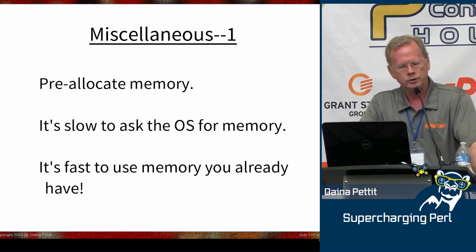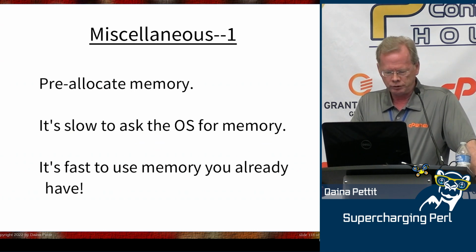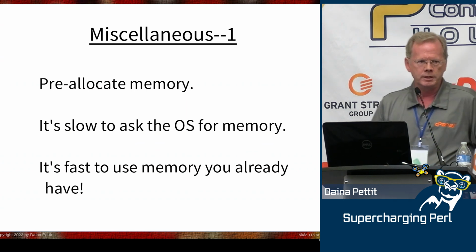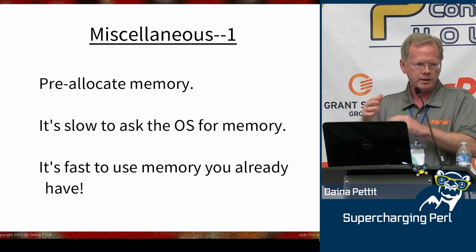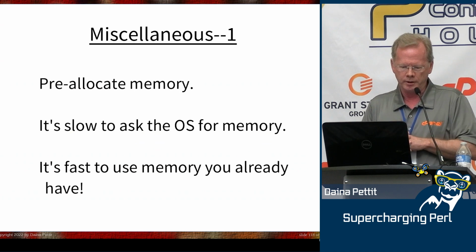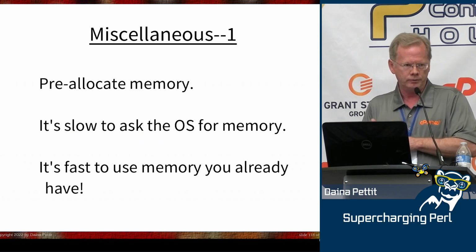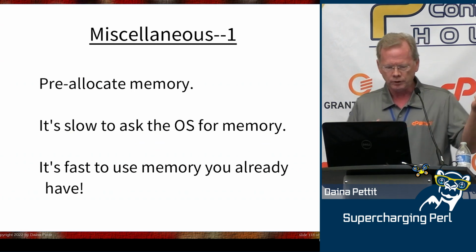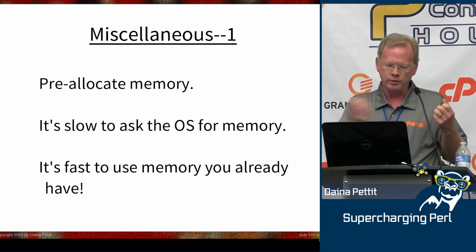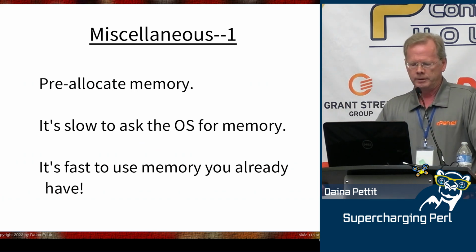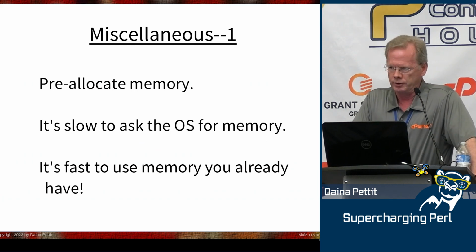Under miscellaneous things, we can pre-allocate memory. It's slow to ask the operating system for memory, but it's fast to use memory you already have. So if you need to go get a little tiny piece of memory every once in a while, for example, we had a thing where we were creating a graphical database, and we needed to get a vertex, so an X, Y, and a Z. So we'd allocate memory for those, and we had to do that 3 times to make a polygon, and we're doing that millions of times. That's slow because you're going out to the operating system for each one of those.